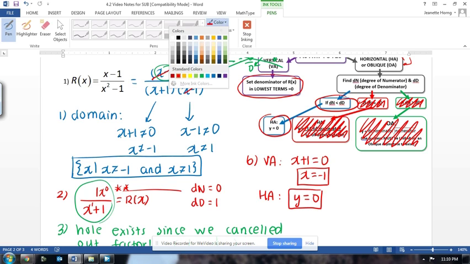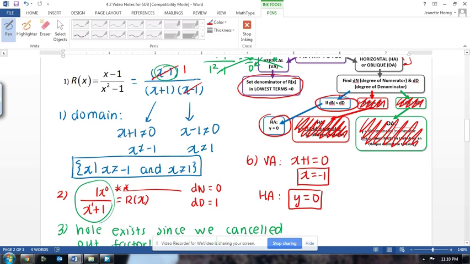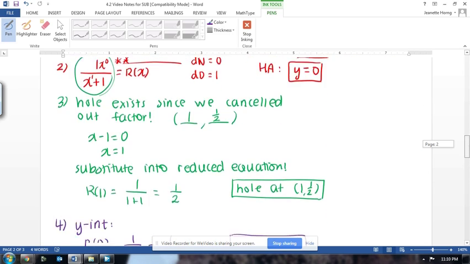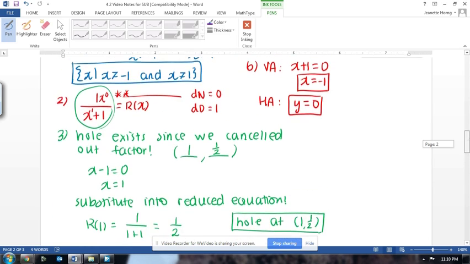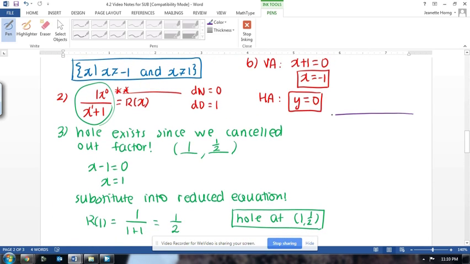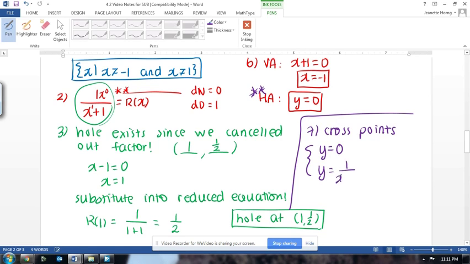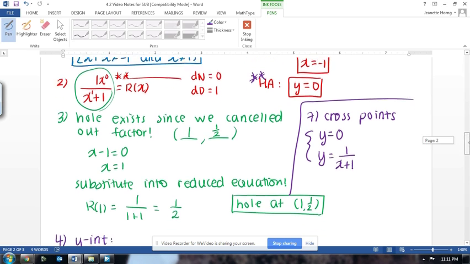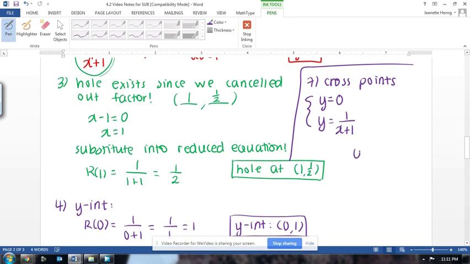Last but not least, we're going to figure out if there are any cross points for this graph. You might eventually realize when you will have one, especially after we found all that information. But let's go ahead and find out cross points. You'll take your answer that we got from number 6, and we will substitute that in and solve like a system of equations. So we'll take our horizontal asymptote, we'll take our reduced function just because it's going to be easier to solve, and we're going to set them equal to each other, see if there's an answer that comes out.